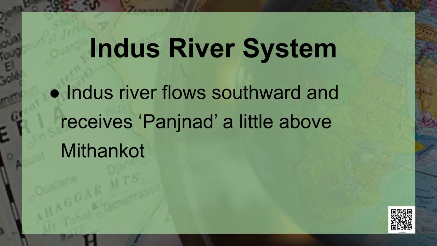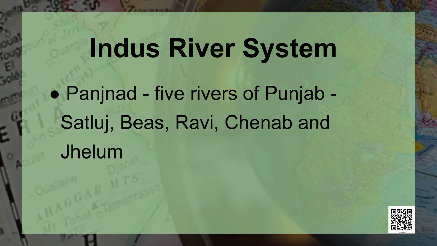Indus River flows southward and receives Panjnad, a little above Mithankot. The Panjnad is the name given to the 5 rivers of Punjab, namely the Satluj, Beas, Ravi, Chenab and Jhelum. Can you make out how the name Punjab must have come into existence? Think over it. Let's discuss more about the Indus. The Indus finally discharges waters into the Arabian Sea east of Karachi. The Indus flows in India only through Jammu and Kashmir.